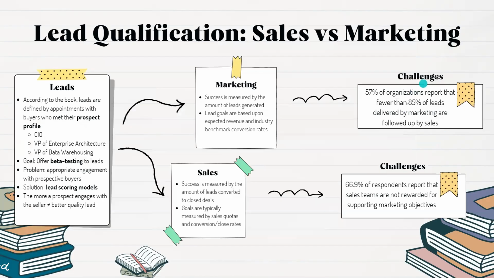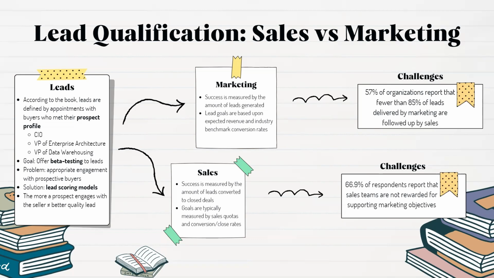Next, we'll get into a little bit more of a deeper dive. Again, just a quick recap on leads. Leads can mean a lot of different things for different businesses and different industries. In this case, according to the book, leads are defined by appointments with buyers who meet their prospect profile. The three categories of prospects they were targeting were CIOs, VPs of enterprise architecture, and VPs of data warehousing. These were the profiles they really wanted to target when looking at who to offer beta testing, which is the ultimate goal: to get some CIOs and VPs in the door and offer beta testing for their products, in hopes that they'll be interested and then maybe convert that to a sale.